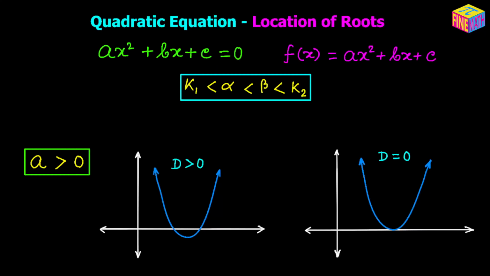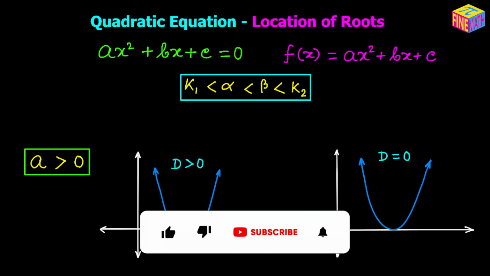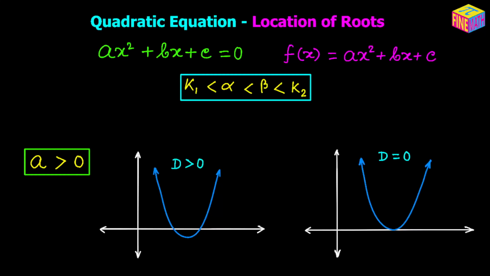If the quadratic equation is ax squared plus bx plus c equals 0, then we can assume that our quadratic function would be f of x equals ax squared plus bx plus c. And for this function, I have drawn the possible graphs here. When a, the leading coefficient, is positive, I have the graphs here, and also I have two other graphs down below when the leading coefficient a is negative.